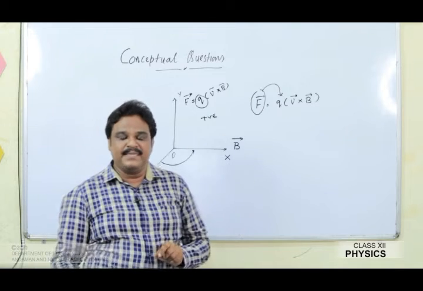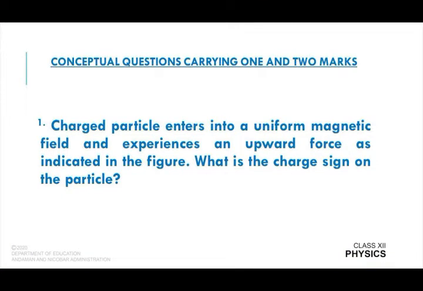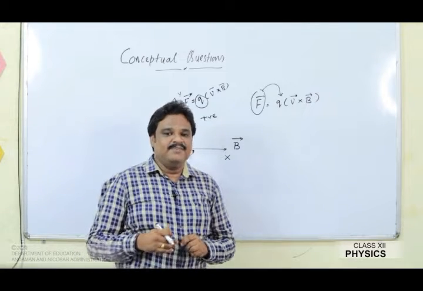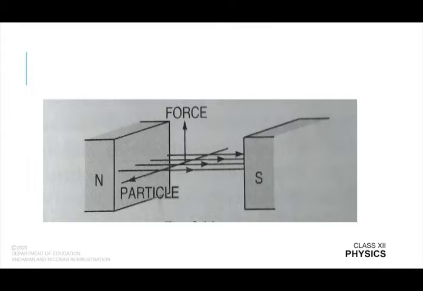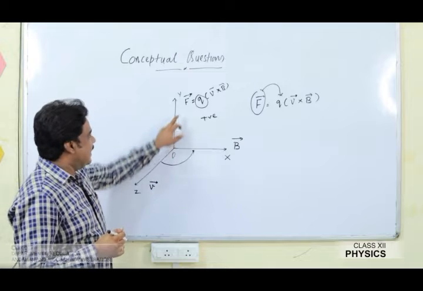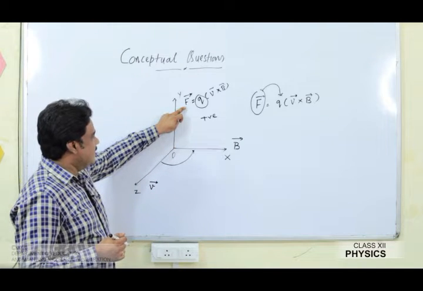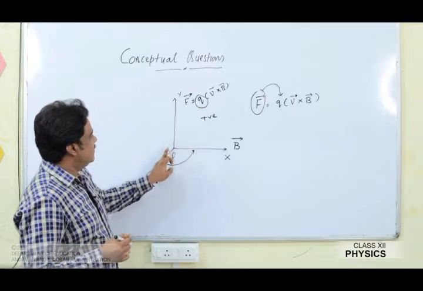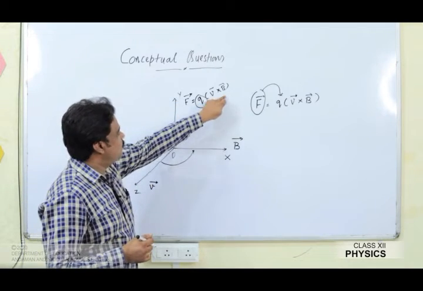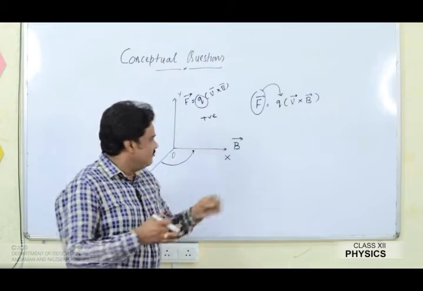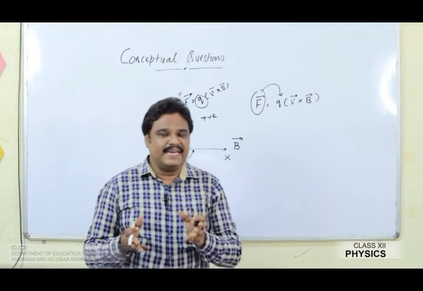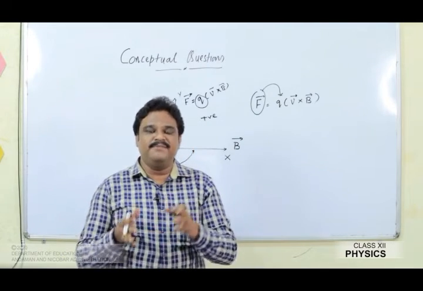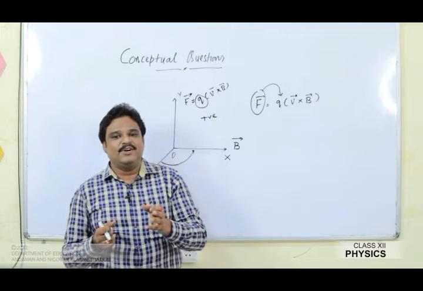So once again I am going to read back the question. A charged particle enters into a uniform magnetic field and experiences an upward force as indicated in the figure. What is the charge sign on the particle? You can focus on the diagram once again. The direction of magnetic field is along x-axis, the direction of velocity vector is along z-axis, and from the right hand thumb rule, F is acting along y-axis. Now the direction of force only gives the nature of the charge. Since the force is acting along y and F is equal to q v cross b, surely Q should be of positive nature. This is the first question where you get into the direction sense. By getting into 2 or 3 more questions, you will be very clear about the direction of all the 3 quantities.